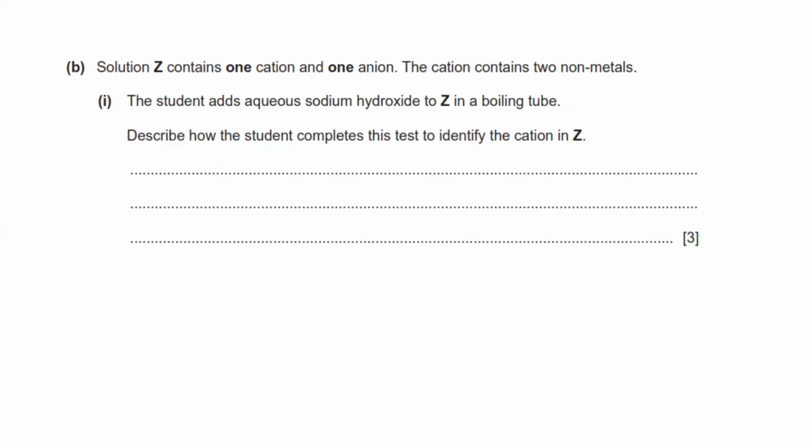Then part C: solution Z contains one cation and one anion. The cation contains two non-metals. The student adds aqueous sodium hydroxide to Z in a boiling tube. Describe how the student completes this test to identify the cation in Z. So one cation, one anion, and the cation contains two nonmetals.